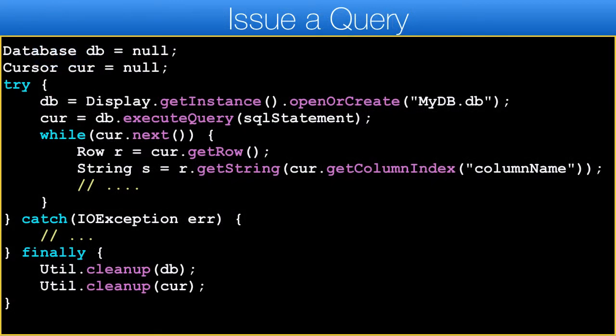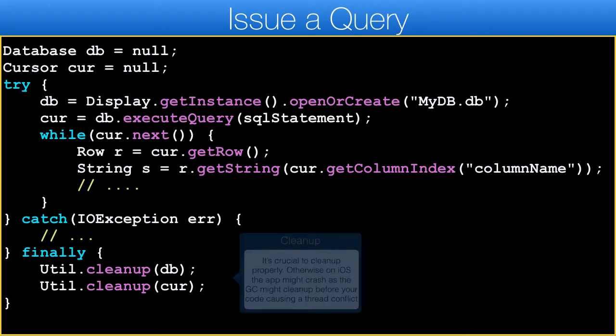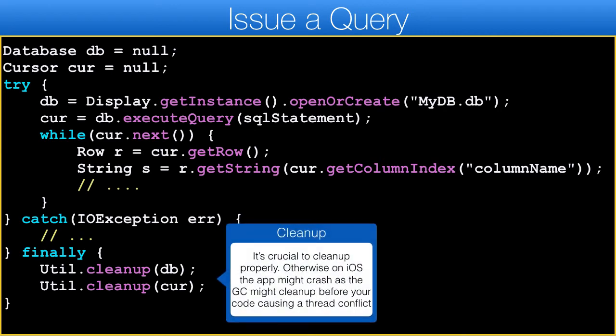The query API is pretty simple. We can iterate over rows in a query and pull out the column values. Notice that cleanup is crucial, as the GC might be invoked if we don't clean up after ourselves. So handling the edge cases of the exceptions is essential.